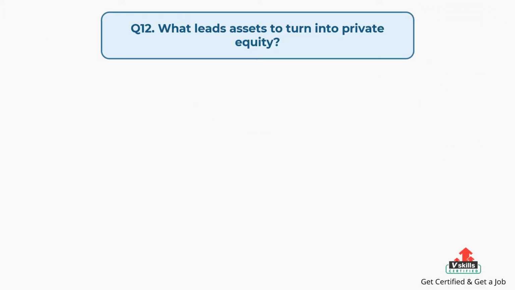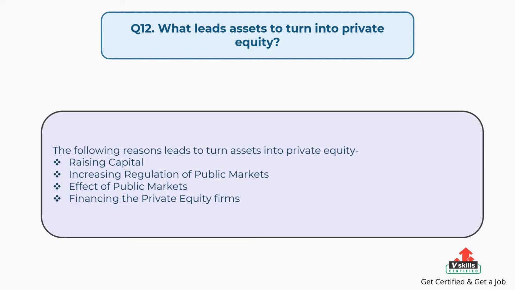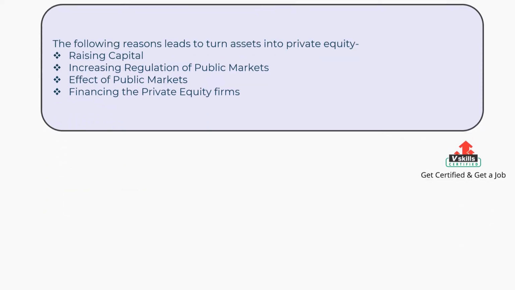Question number 12. What leads assets to turn into private equity? The answer is, the following reasons lead to turn assets into private equity: raising capital, increasing regulation of public markets, effective public markets, financing the private equity firms.